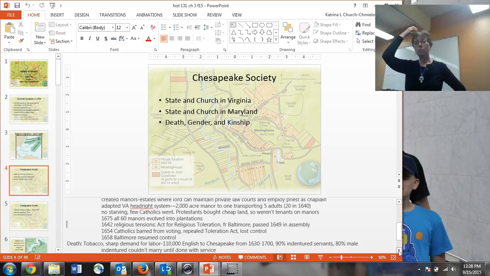And these people, they might have been merchants. They might have been, likely they were already landowners in Europe and England, but probably not to this extent.